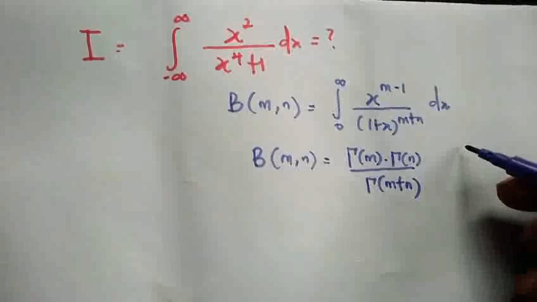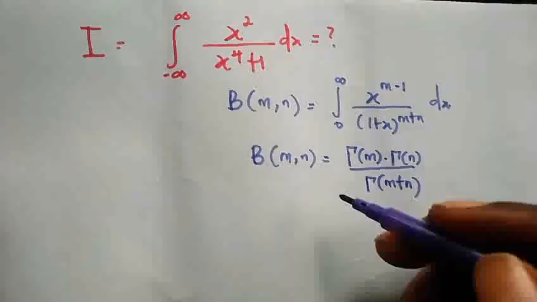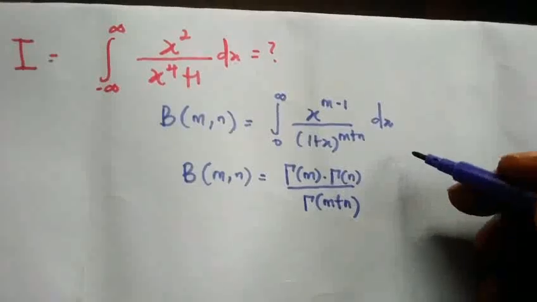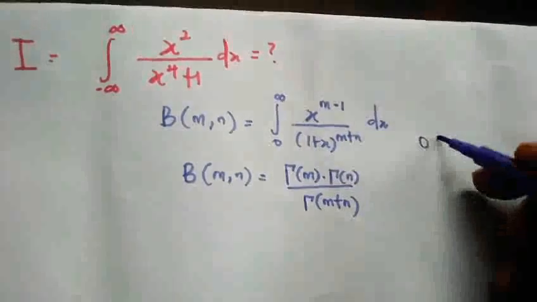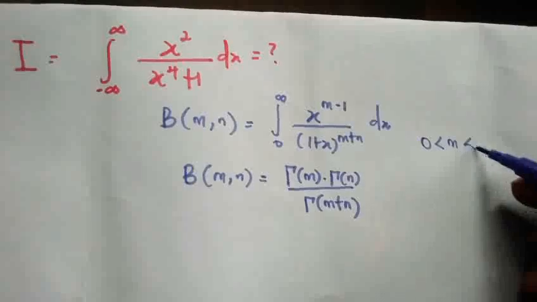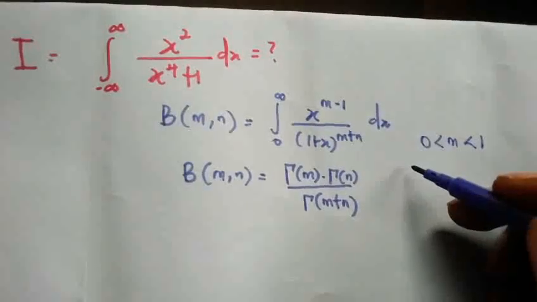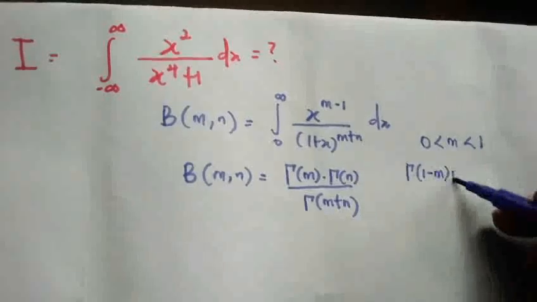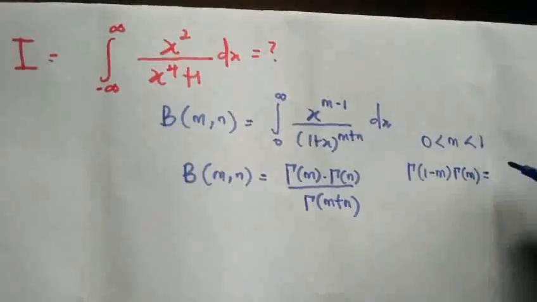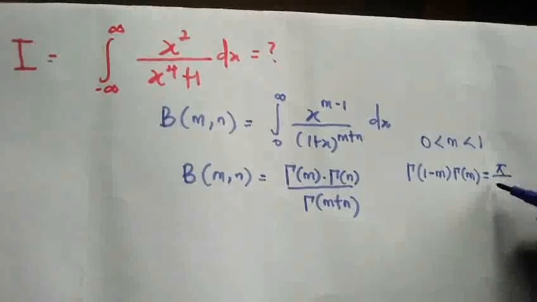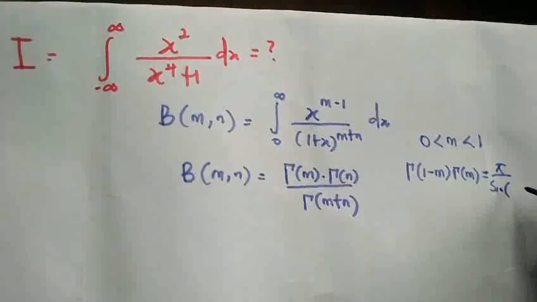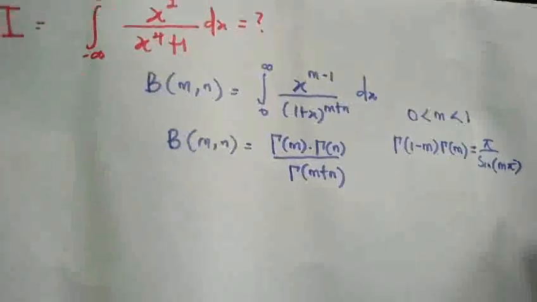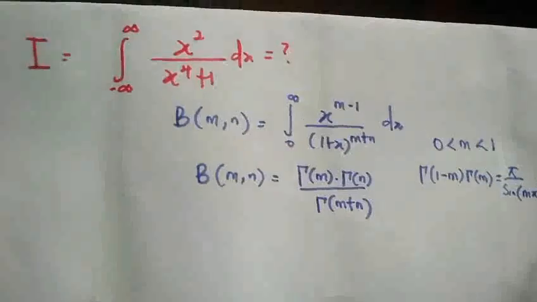Another one we need to recall is the Euler reflection property. And what is this property? If 0 is less than m and m is less than 1, then the following equality holds: the gamma of 1 minus m times the gamma of m is equal to pi all over sine of m pi. Now we're going to use the following ideas to solve this problem.